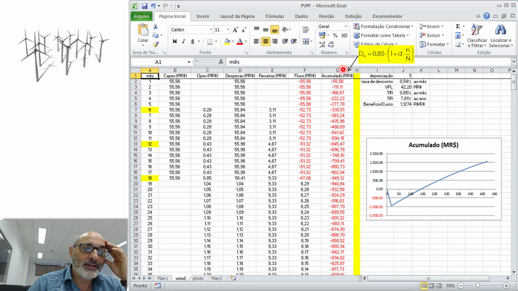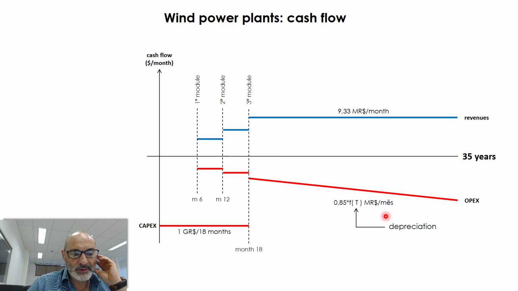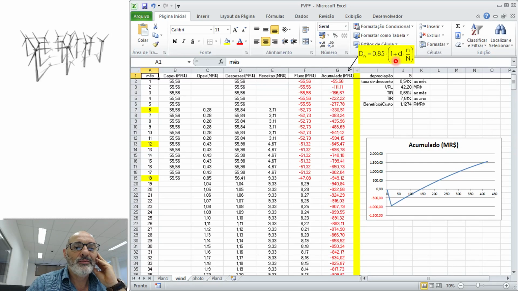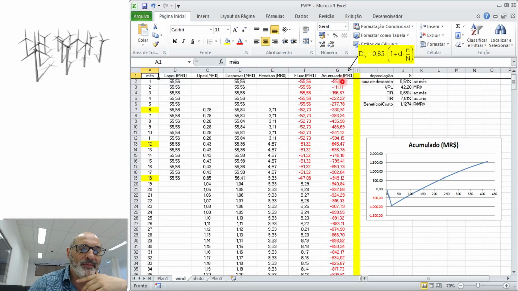I forgot to explain about the depreciation curve. This function here, this f of t, is actually this function here: 1 plus d multiplied by n divided by capital N. n is the number of months, and capital N is the total duration of the project. I don't know if this is correct, but you're going to see this formula is implemented in this cell here. I think it's correct. The parameter d, the bigger the parameter d, the more intense is the depreciation. And this parameter is fixed here, 5. The number 5 is this number d.